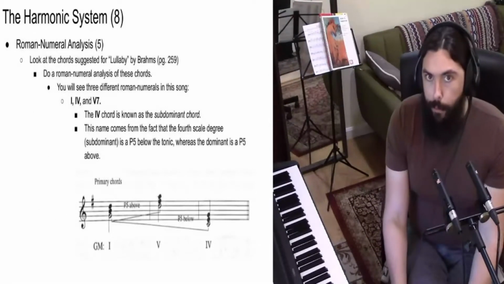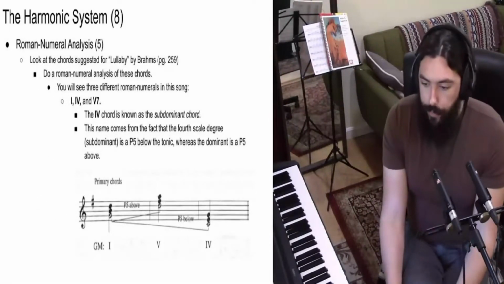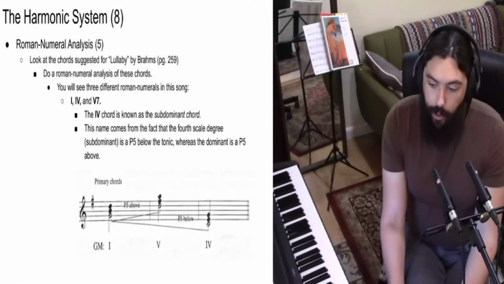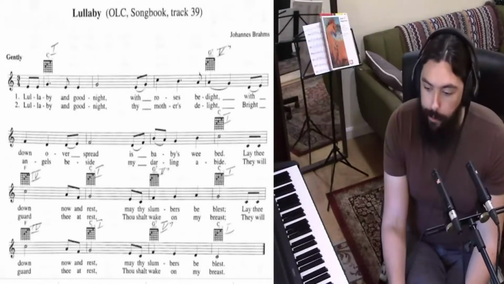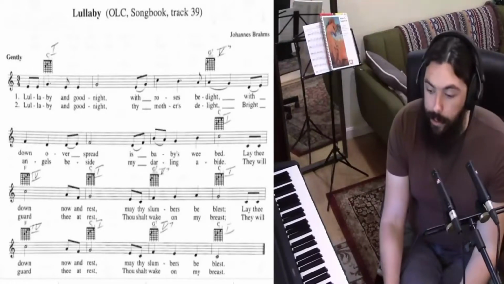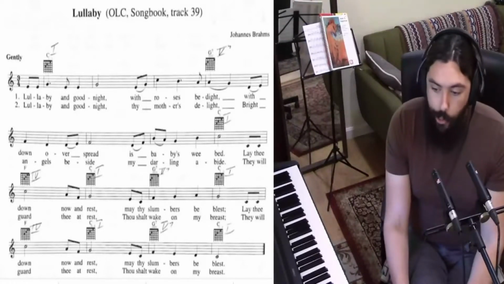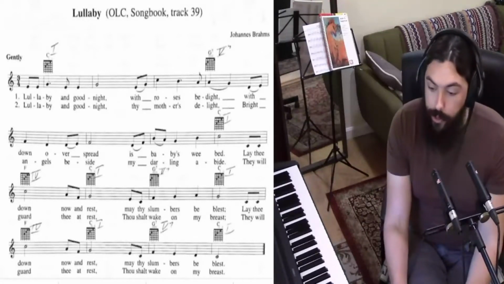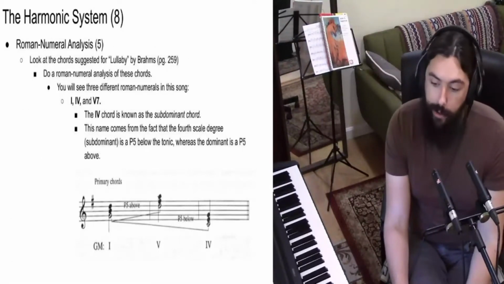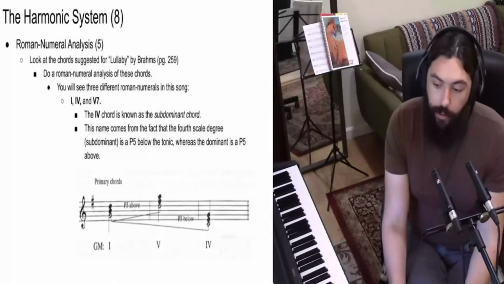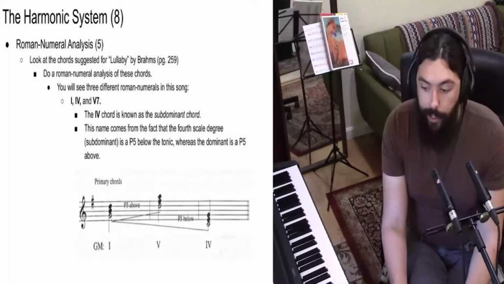A little bit more about Roman numeral analysis here. If you look at the chords for Lullaby by Brahms on page 259, and you do a Roman numeral analysis of these chords, you will see 3 different Roman numerals in this song. You'll see 1, 4, and 5, 7. The 4 chord is known as the subdominant chord.